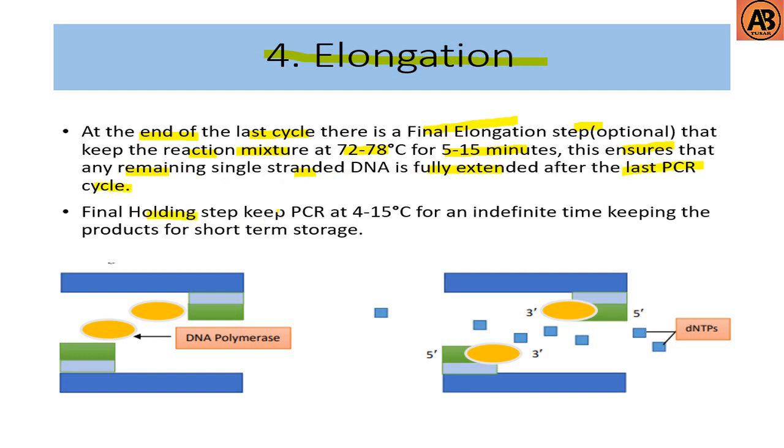Final holding step keeps PCR at 4 to 15 degrees centigrade for an indefinite time, keeping the products for short-term storage. Here you can see the elongation step. Elongation occurs in 3' to 5' or 5' to 3' in this way. Then these are the steps of PCR.